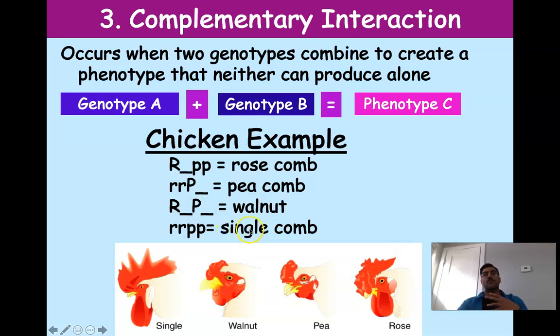And then the last one here, if you have a single comb, you look like that. This guy looks pretty cool. His faux hawk on his chicken head. There's only one option for that. You've got to be recessive for the R and recessive for the P. Okay, so there's our legend. Hold on to that for a second.